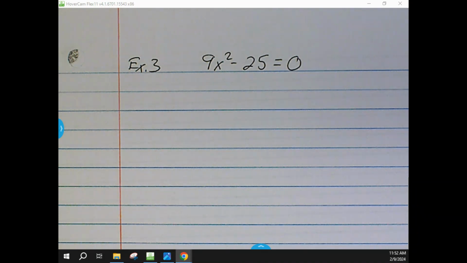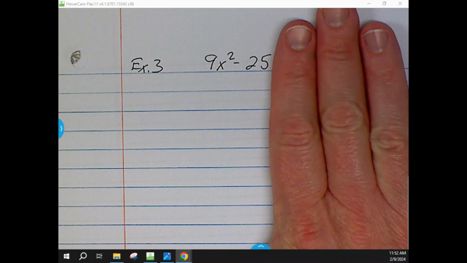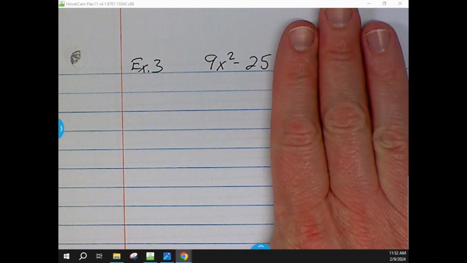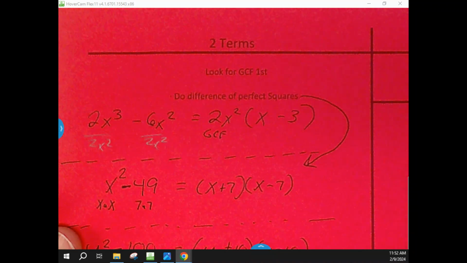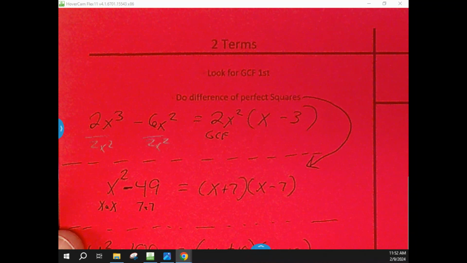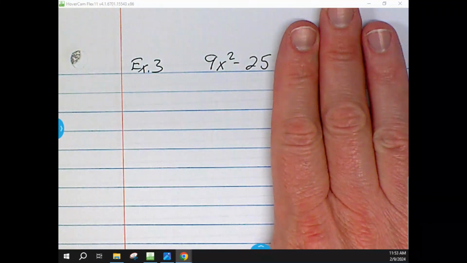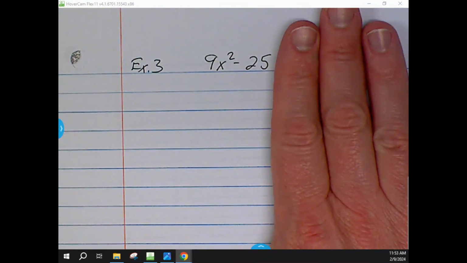Okay, so if it's equal to 0, we're good there. How many terms do we have? We've got 2, right? So now we have to look at the 2-term methods, and we're back on the red sheet we had to start with. We're looking for a greatest common factor first. Well, with 9 and 25, there's nothing you can divide. You can divide 3 into 9, but 3 won't go into 25, so there's not a greatest common factor.